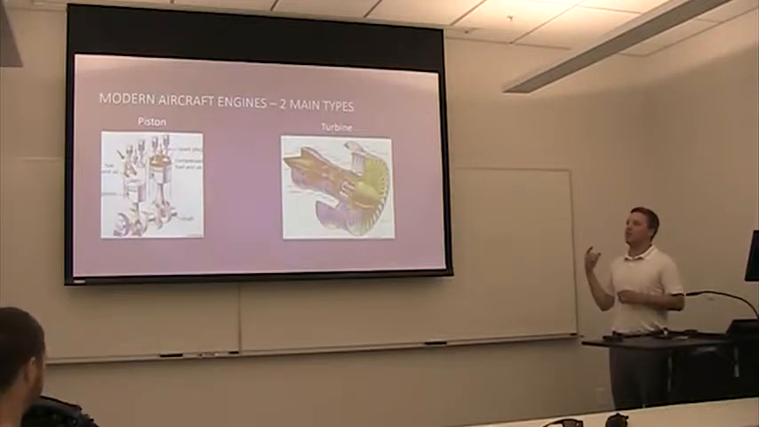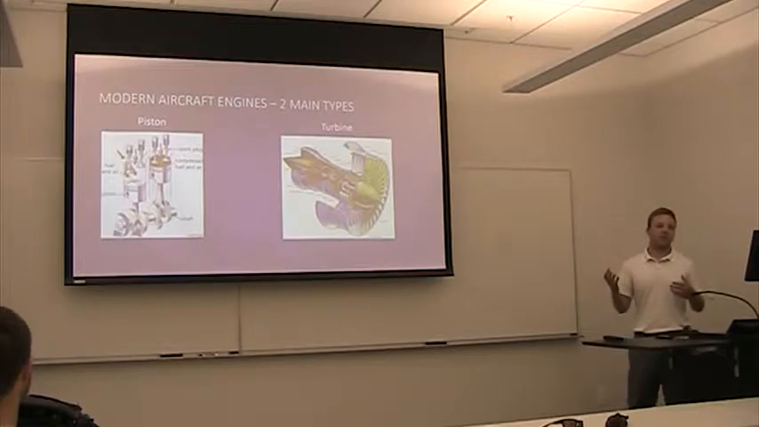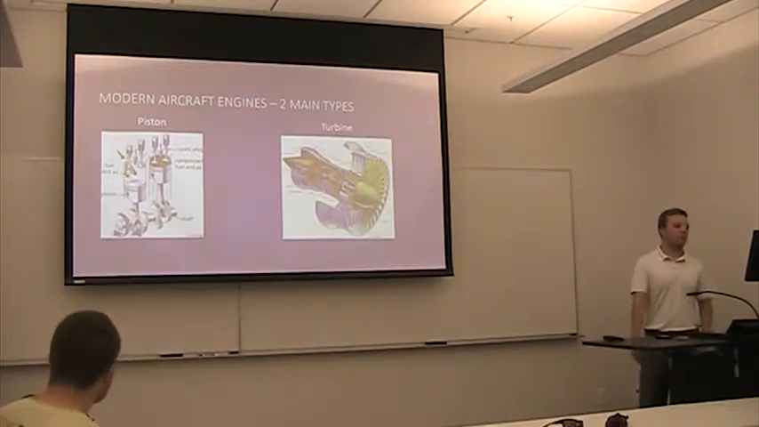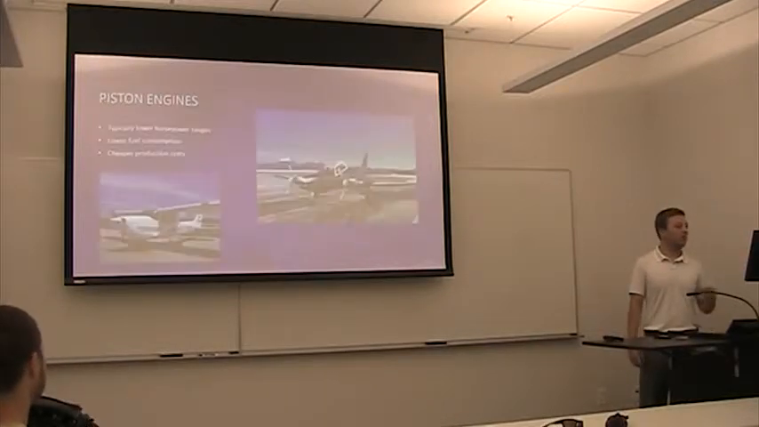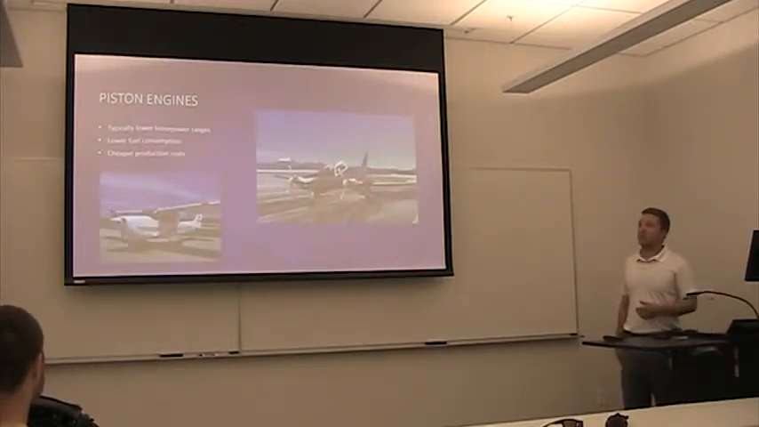Piston engines, the piston turns a crankshaft which drives a propeller, and the propeller is what generates thrust for the aircraft. And then turbine engines, the exhaust gases mainly produce thrust for the aircraft. Here are two examples of piston aircraft engines.